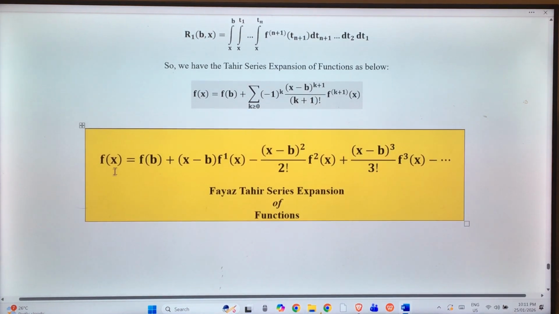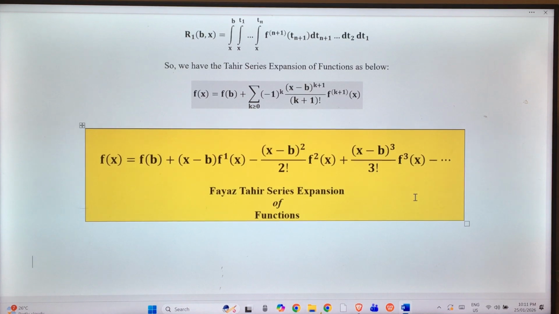So here you have the Fayaz Tahir series expansion of functions. f(x) is equal to f(b) plus (x minus b) and so on. So guys, when we compare this series with Taylor series, we see evidently that this series contains conceptually more information than Taylor series. Why? Because Taylor series does not contain derivatives at the arbitrary point. It contains the derivatives at the center point, a.